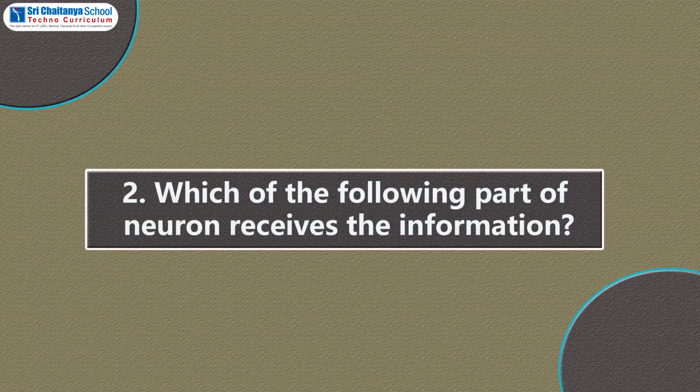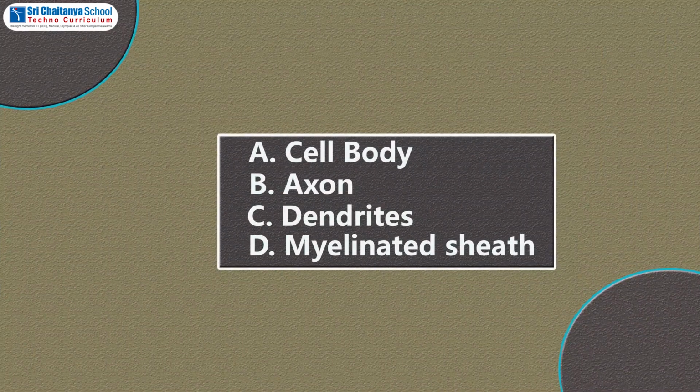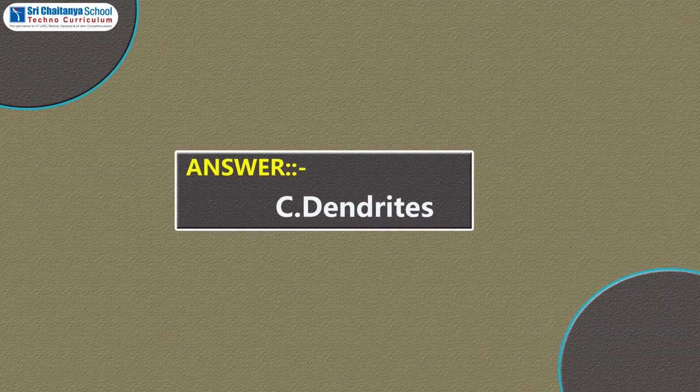Second question. Which of the following parts of the neuron receives the information? A. Cell body. B. Axon. C. Dendrites. D. Myelinated sheath. Do you know the answer? Yes, the answer is C, that is dendrites.